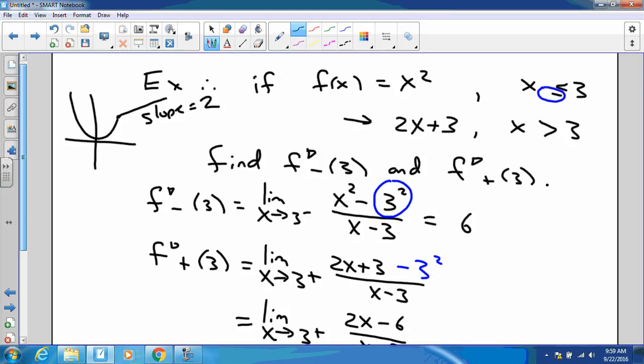Notice here that this made some common sense, because the slope of this line was 2, and so it makes a whole lot of sense that coming in from the right, I should get a 2 for my slope. And the slope of this curve, right here, I'll put that as slope minus and slope plus. Or 6. How are we doing? Good.